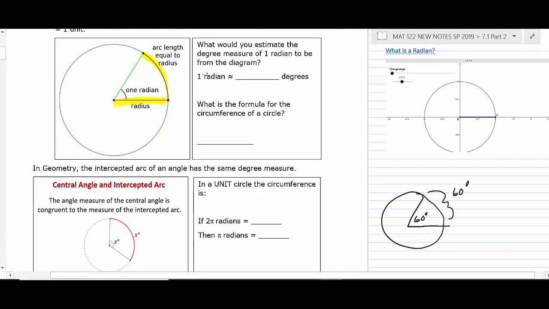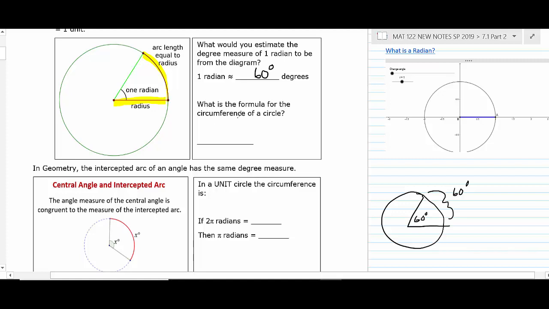Let's look at this. Here's 1 radian. Can you tell me approximately how many degrees you think that is? Okay, 60 degrees. It isn't exactly 60 degrees, but it's around that. I'll show you what that is in a minute.